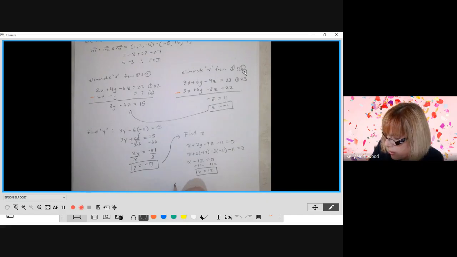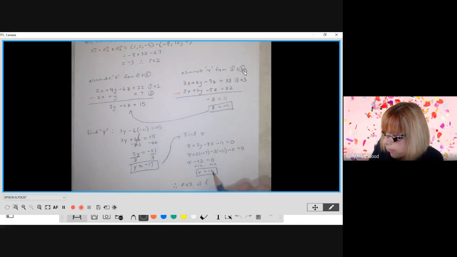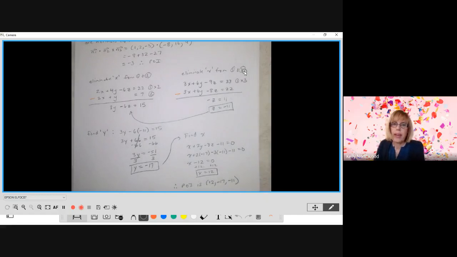So our point of intersection should be, remember to put the x first, the y second, and the z third. And then, of course, you could check it by making sure that that point satisfies all three equations using your calculator. But there's our point of intersection.